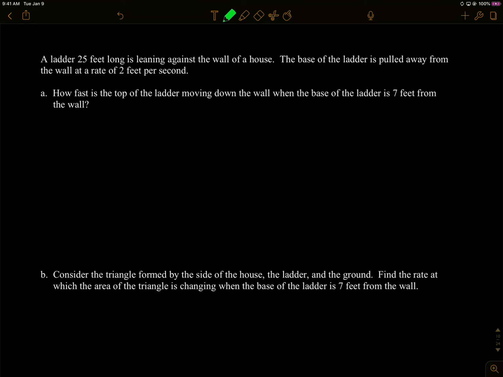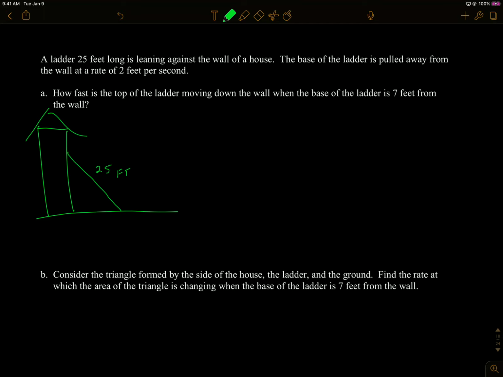Okay, we've got a ladder leaning against the wall of a house. The ladder is 25 feet tall, so I have to picture, they're saying this ladder is going to start falling down the side of the house. As the ladder is falling, I can call it 25 feet because it's not changing. That ladder is going to stay at 25 feet.